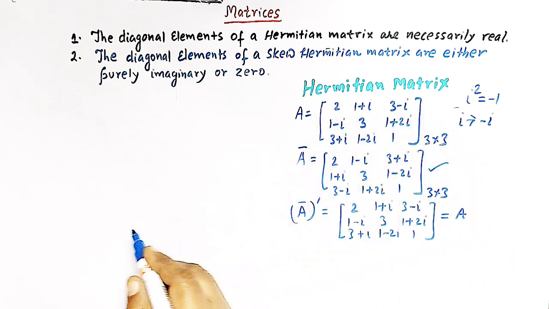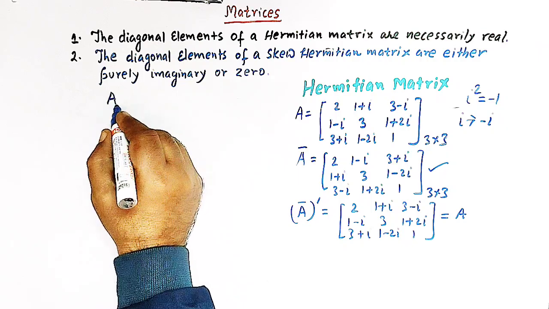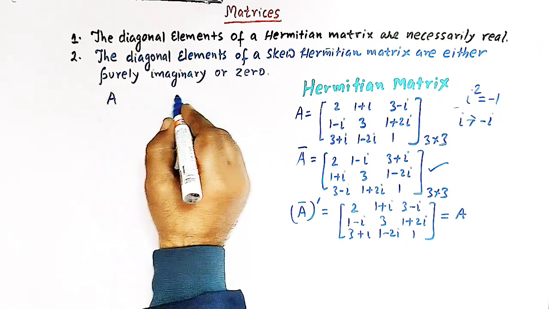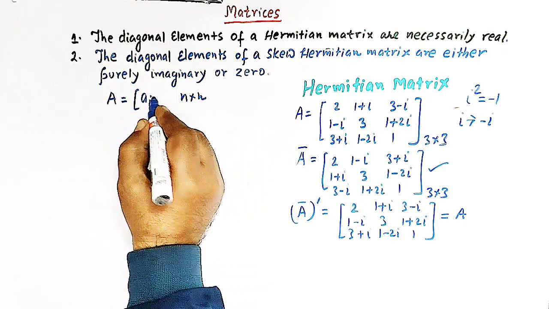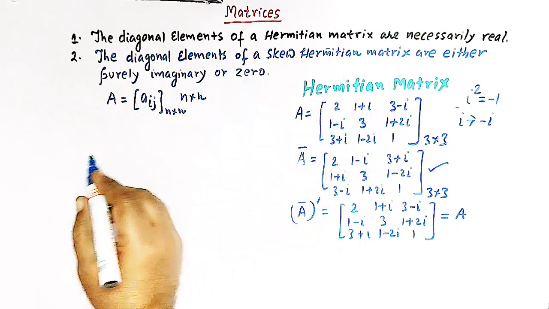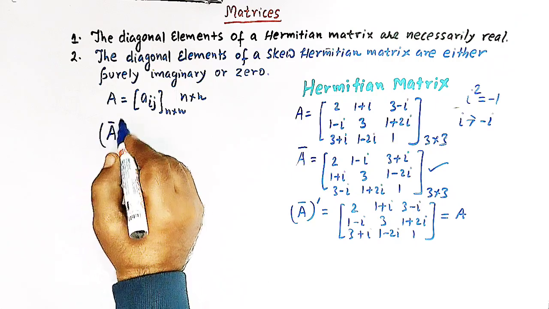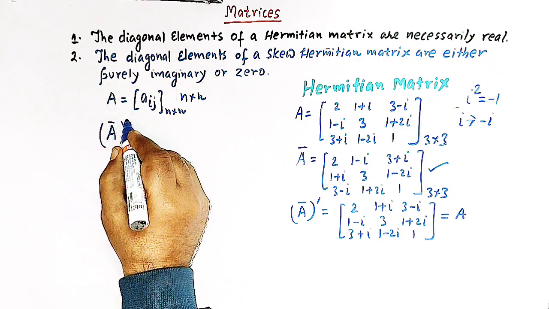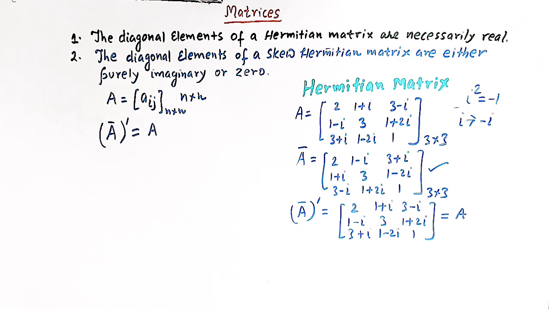So a Hermitian matrix is defined as follows: if we have a matrix A of order n, that is, an n cross n matrix denoted by A ij n cross n, then this matrix A is said to be a Hermitian matrix if the transpose of the complex conjugate of this matrix A is equal to the matrix itself. So now let us take the definition of skew Hermitian matrix.